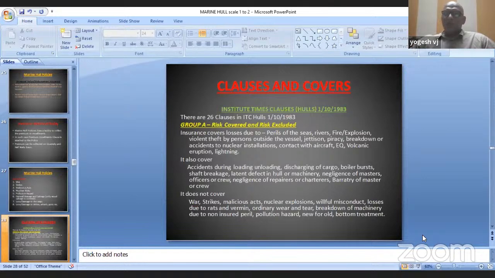breakdown of machinery due to non-insured peril, pollution hazard, new for old bottom treatment. Now, I'll tell you one incident for which the claim was rejected by New India Assurance. There was a company called ASP Ship Management Limited. They were ship managers. And there was one particular vessel named Providence. I don't remember the name of the vessel. It was Providence. It was sailing in the high seas near Mexico. And the oil which was filled in the engine during the journey was not the one which was supposed to be filled. And it was repetitively filled throughout the journey, which led to some sparking in the engine.